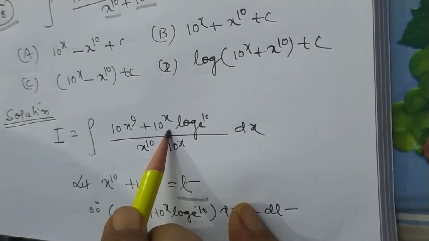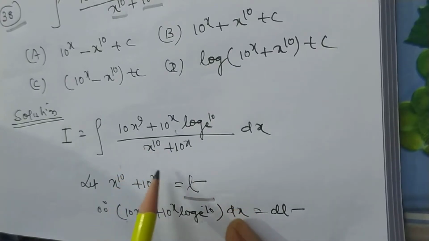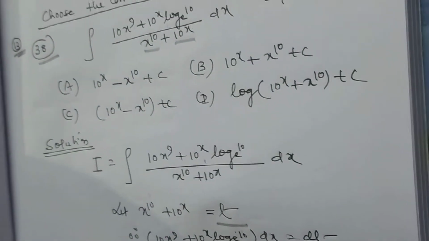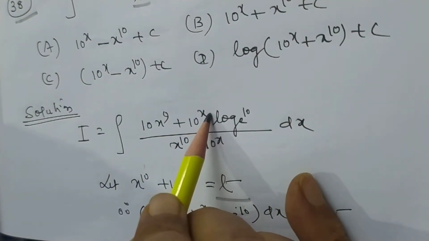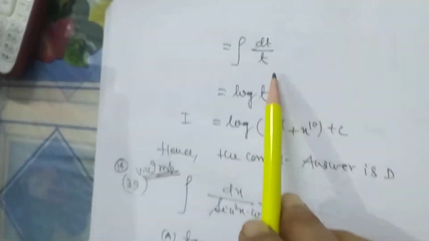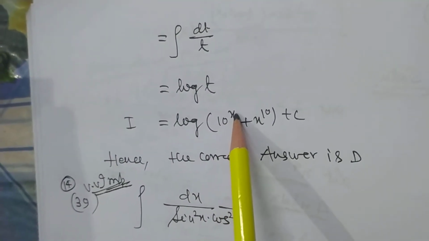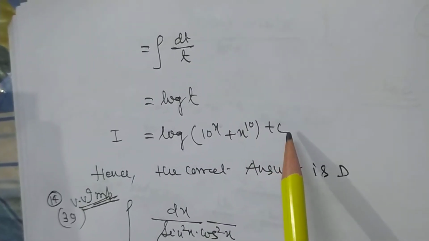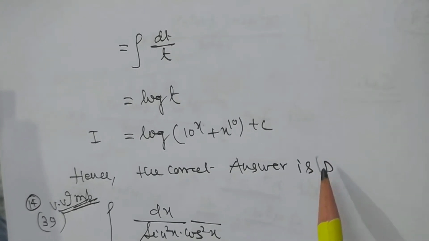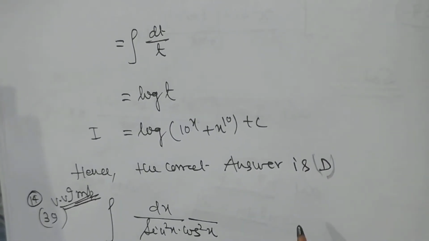So you get the numerator. If we consider this as another variable, the denominator, we get dt in the numerator. So it is now very easy. It is in the form of dt by t, that is log t, that is log of 10 to the power x plus x to the power 10 plus c. Hence, the correct answer is D. So it is very, very important for the purpose of the coming mid-term examination.